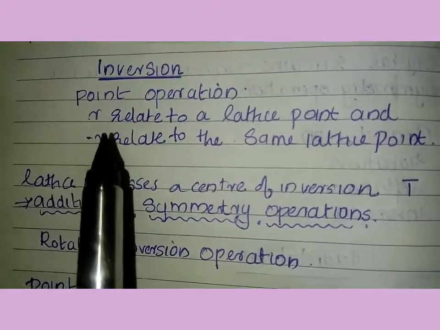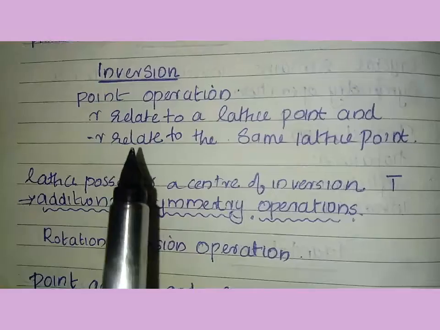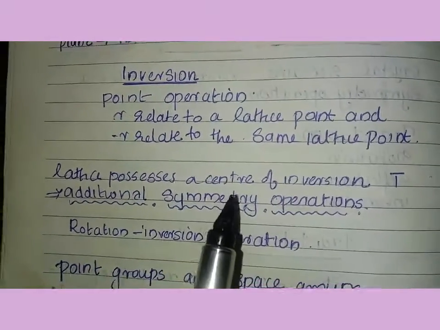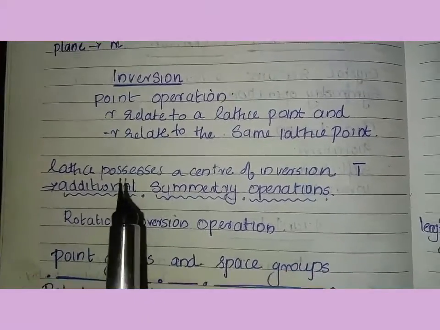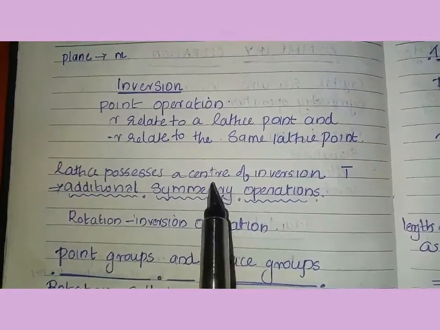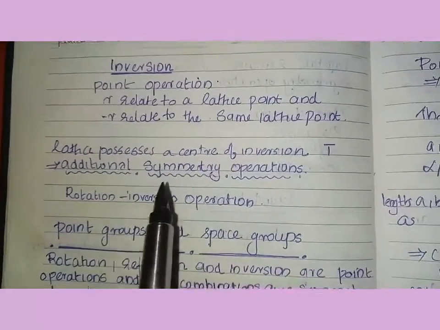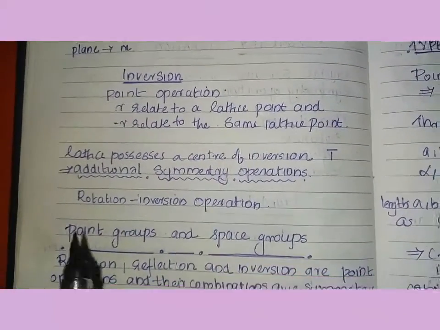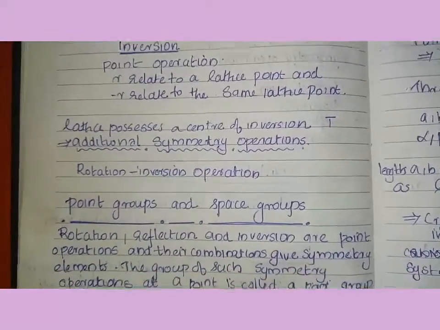Inversion: an inversion operation relates a point to the lattice point minus that same lattice point. If such a lattice point exists, we have an inversion operation there. The lattice possesses a center of inversion, represented by 1 bar. An additional symmetry operation also exists, the rotation-inversion operation, which is the combination of these.